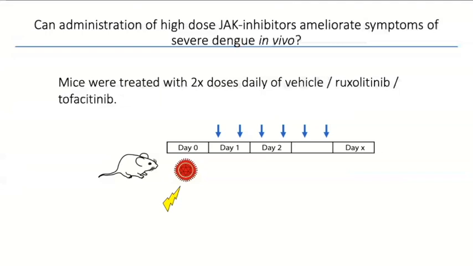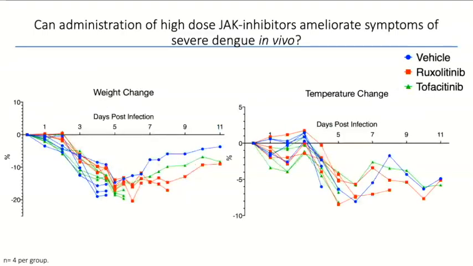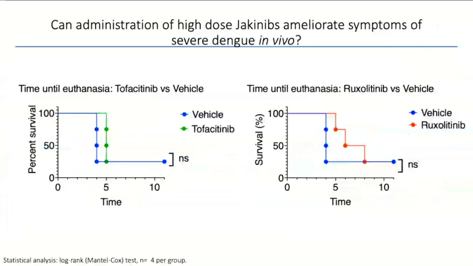To assess whether JAK inhibitors could improve clinical outcomes in my model, animals were infected and treated twice daily with high doses of JAK inhibitor. Mice were euthanized when they reached a predetermined ethical endpoint. From this summary data, you can see that regardless of treatment, IFNA-deficient mice rapidly lost weight and showed a minor decline in temperature over the course of the experiment. So treatments with high doses of tofacitinib or ruxolitinib were not able to reduce the time to euthanasia as compared to vehicle-treated mice.